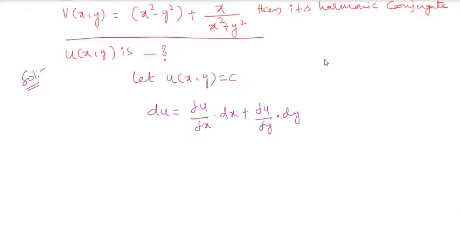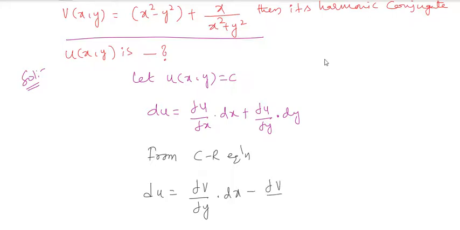So from CR equations, you will replace this du. That is, du is what? ∂u/∂x is nothing but what? You will have it as ∂v/∂y into dx. ∂u/∂y will be what? Minus ∂v/∂x into dy. Am I correct or not? So that you will do it as.